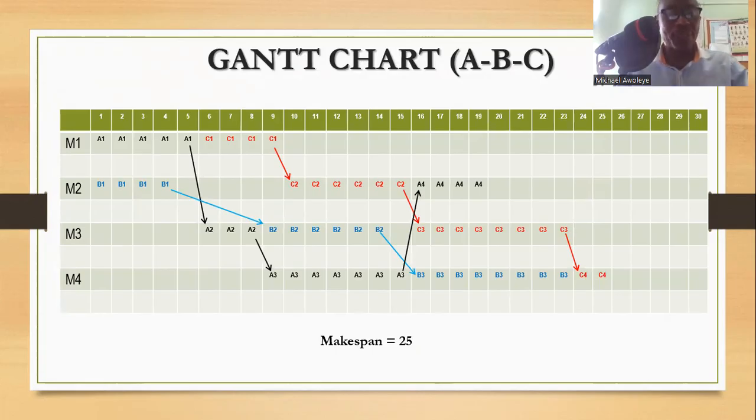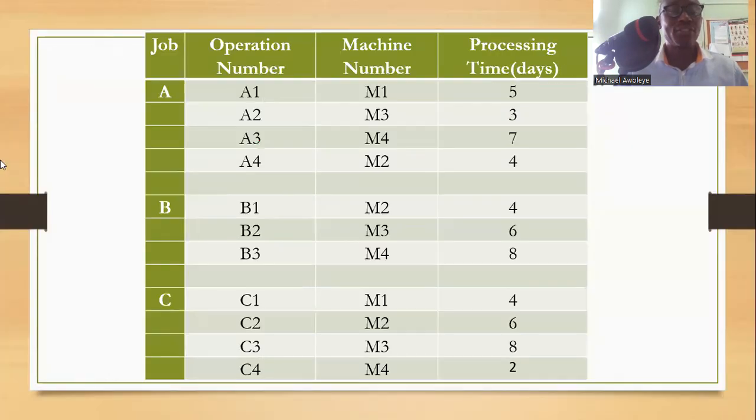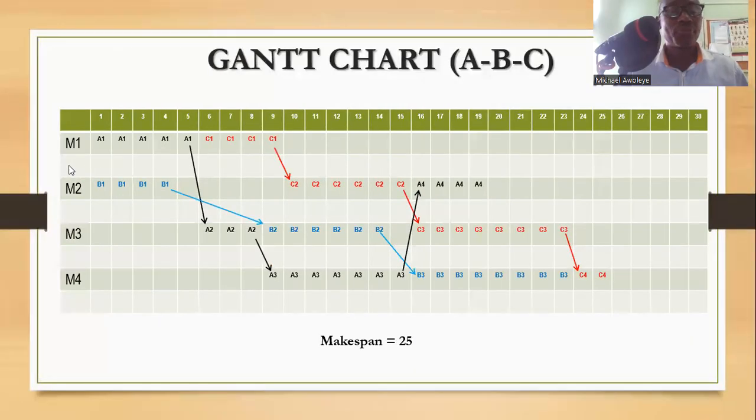So I'm going to blow this up a bit further so that we can see it better. If you look at this, we have machine 1, machine 2, machine 3, machine 4. Now we have been instructed that job A1 is going to run on machine 1 for 5 days. Job A1 is going to run on machine 1 for 5 days.